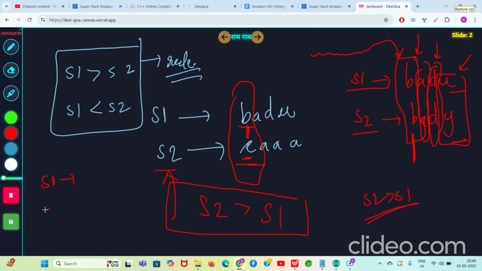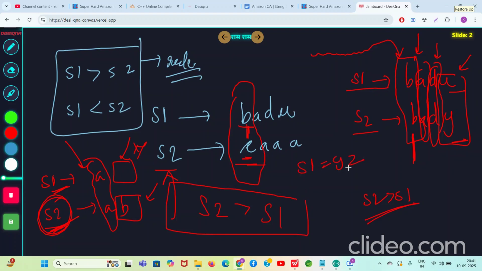Now, the final thing you should know: if I give you something like this, which is bigger? You check the first character of both strings, they are the same. But when you check the second character, it is not available in S1, but it is available in S2. So whenever a character is not available at that particular index for a string, automatically the other string becomes larger than the first string. Okay.